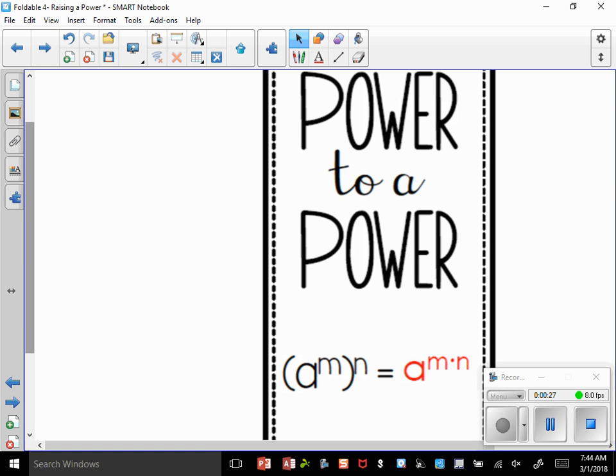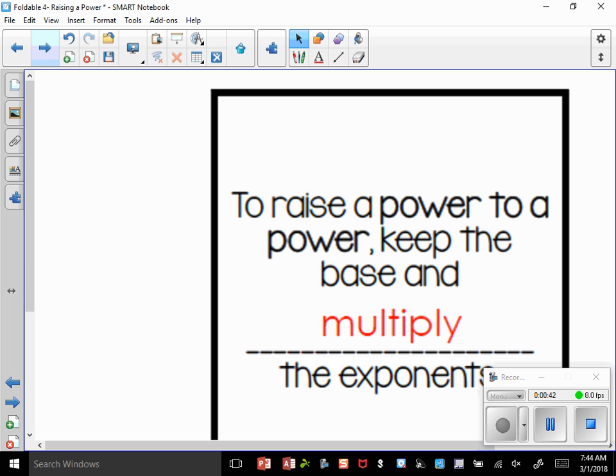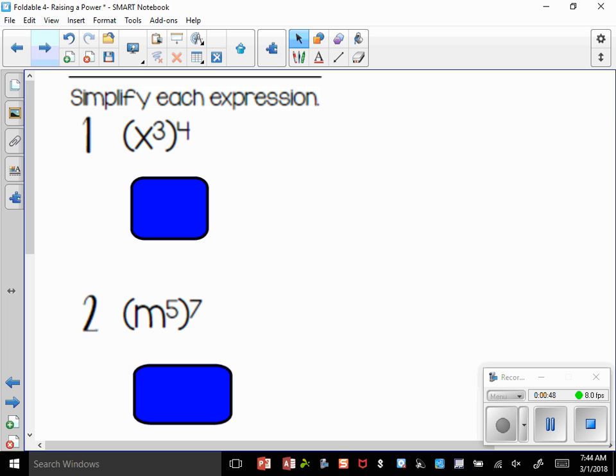So a good hint here would be if you see an exponent on the inside, you see parentheses, and you know parentheses basically represents multiplication anyway, that you're going to be multiplying the two powers together. Okay, so to raise a power to a power, keep the base and multiply the exponents. So let's just go over some basic examples. I'm going to have you add some additional examples in a few minutes. So just make sure you're paying close attention.